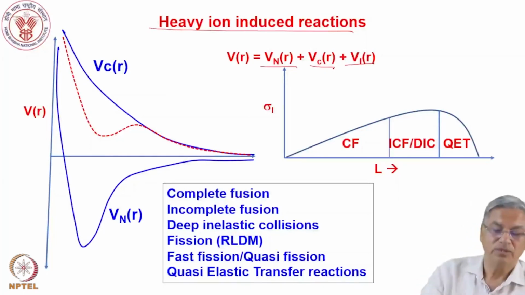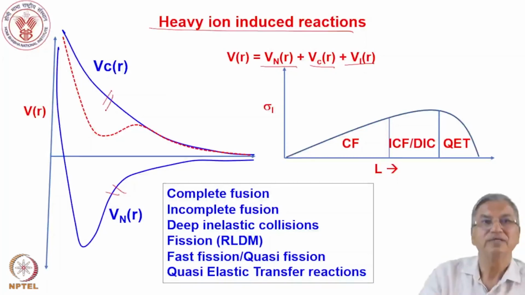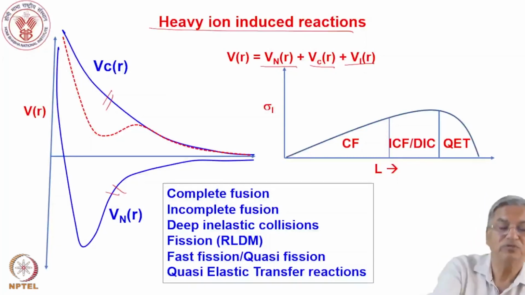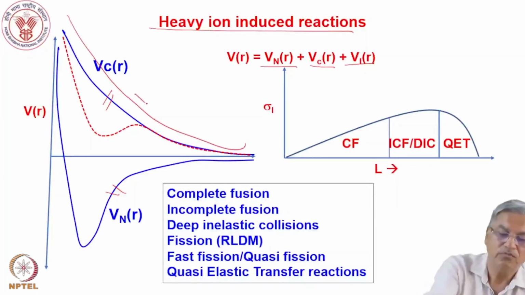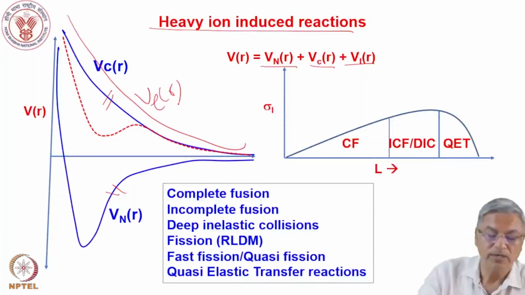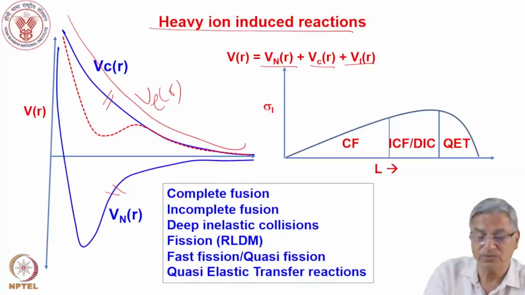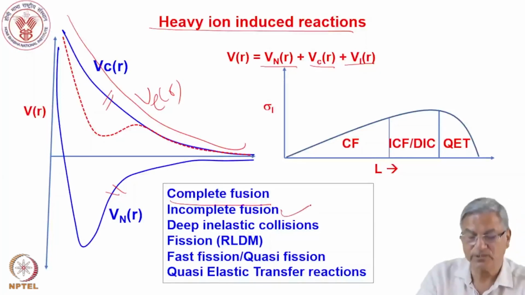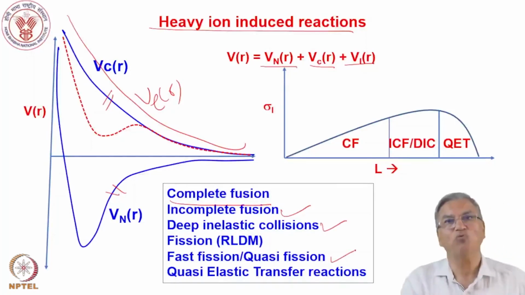And so you will see the nuclear potential and the Coulomb potential are anyway there, but there will be one more, called the centrifugal potential barrier, which also will contribute. And so the fusion of the projectile and target gets limited. So in addition to the complete fusion, there are non-compound nuclear reactions like incomplete fusion, deep inelastic collision, fast fission, and so many other reactions that open up.